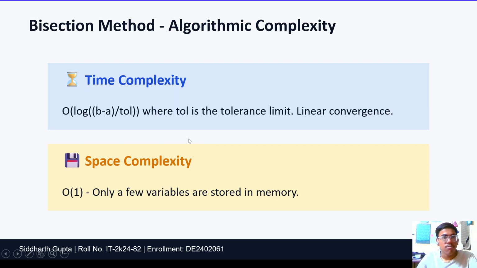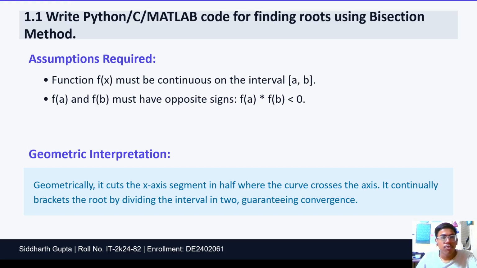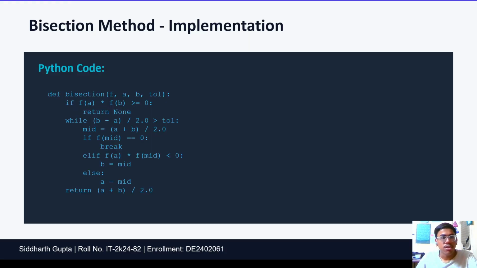So the time complexity for the bisection method will be log of (b minus a) by tolerance, and the space complexity will be big O of 1. So this is the code for the bisection method.